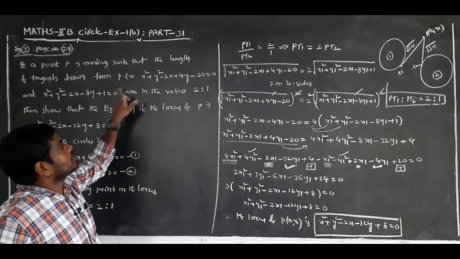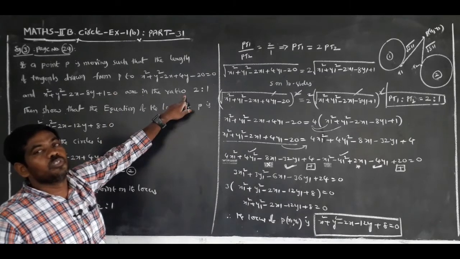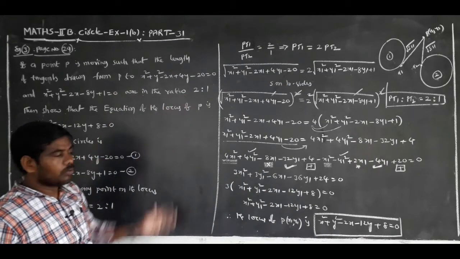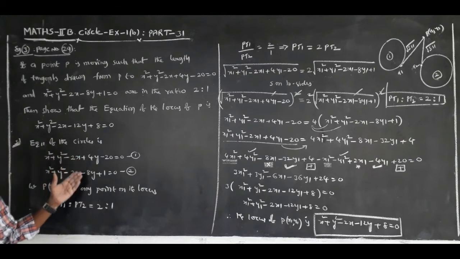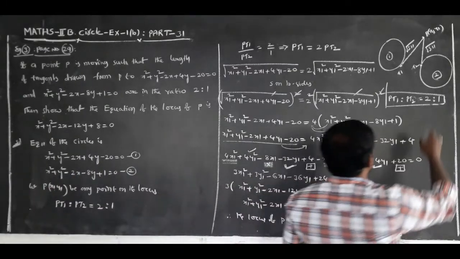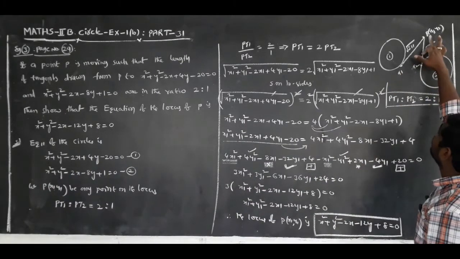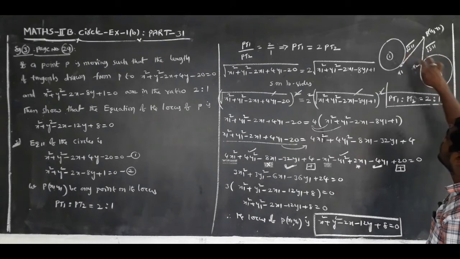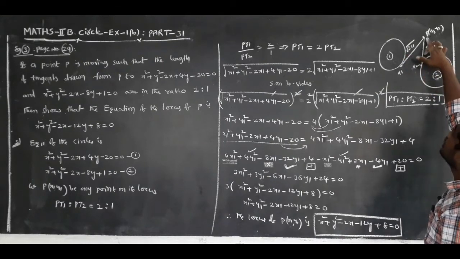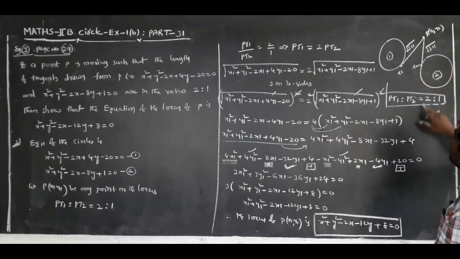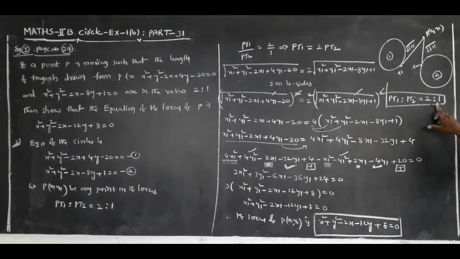Here once again, a point P is moving such that the lengths of the tangents drawn from P to the circles are in the ratio 2:1, given circles 1 and 2. Here let P(x1, y1) be any point on the locus. The lengths of tangents from P to the given circles, PT1 is to PT2 is equal to 2:1. This is the given geometric condition.